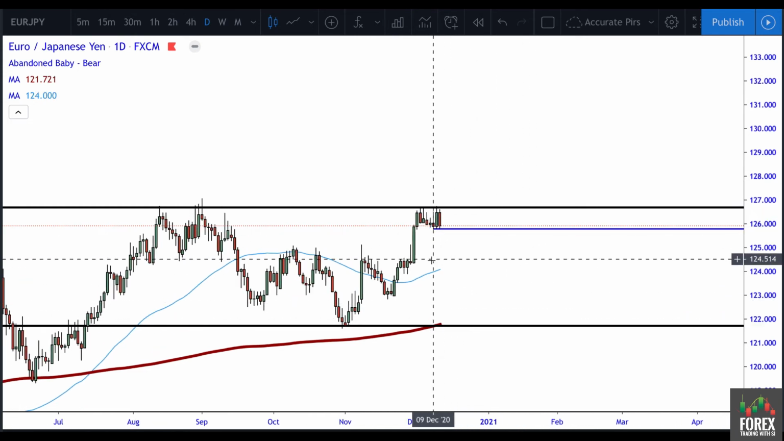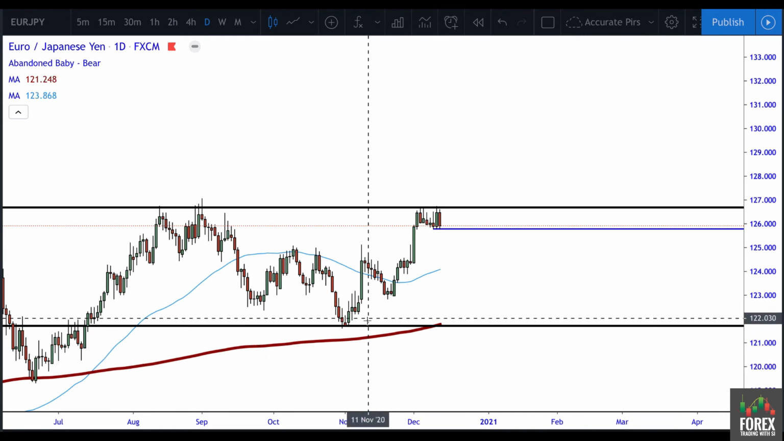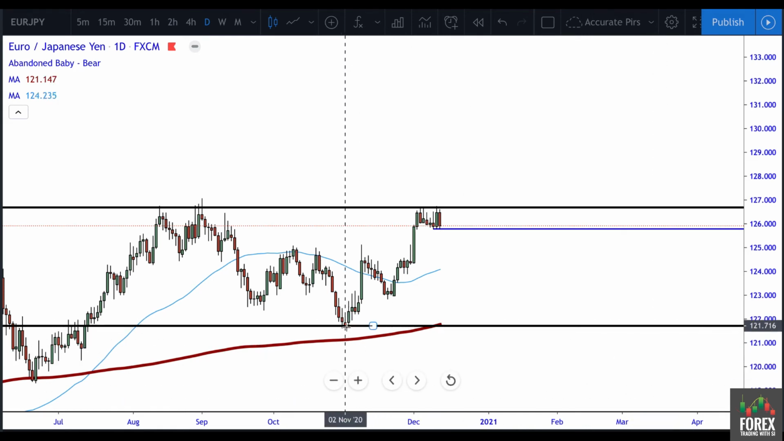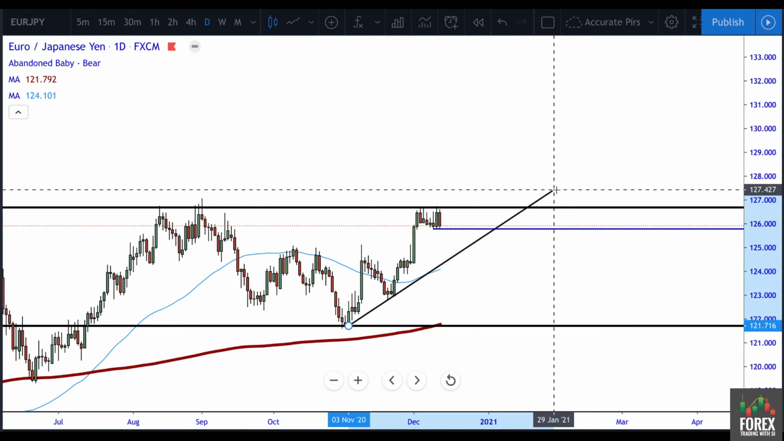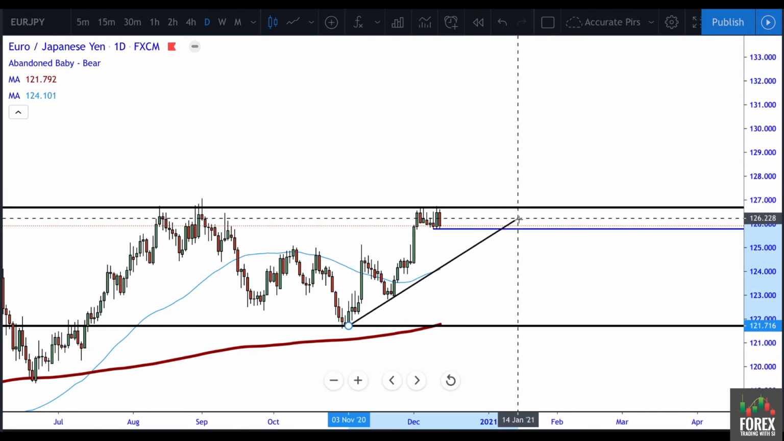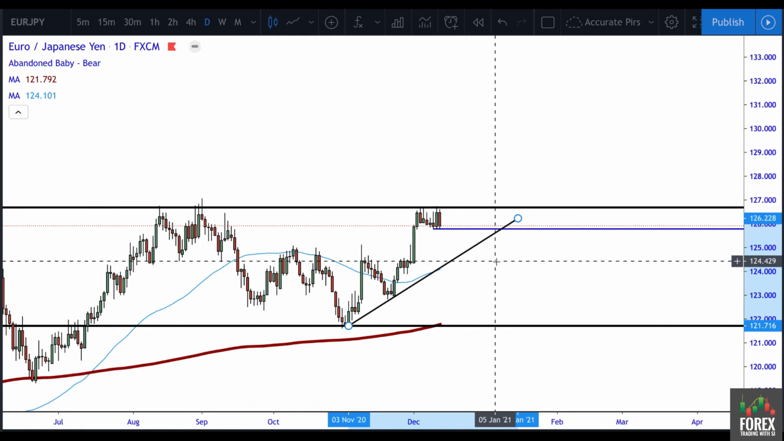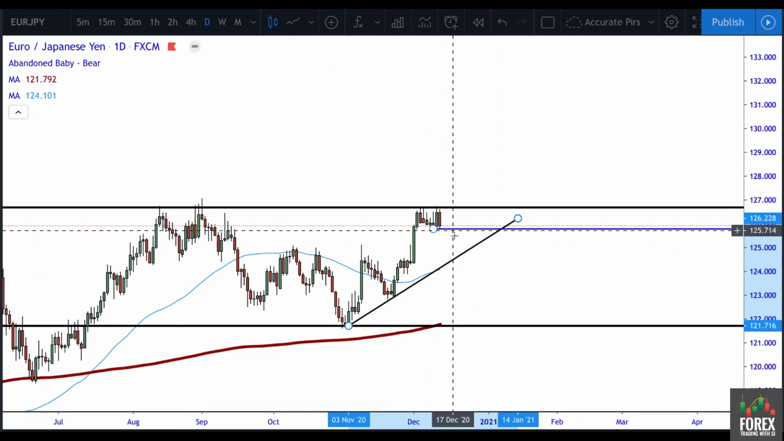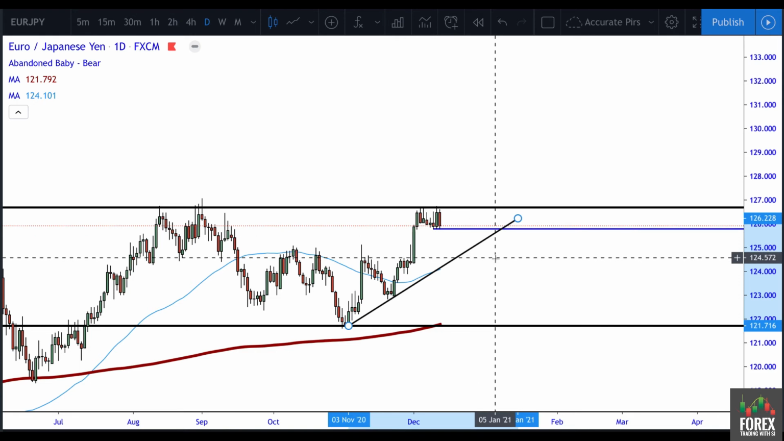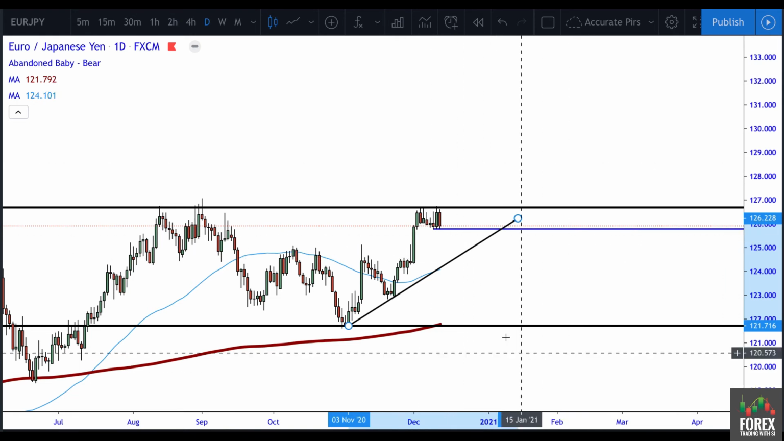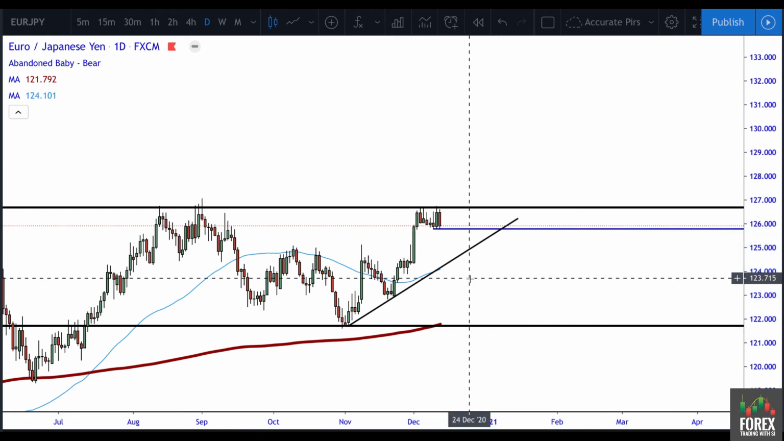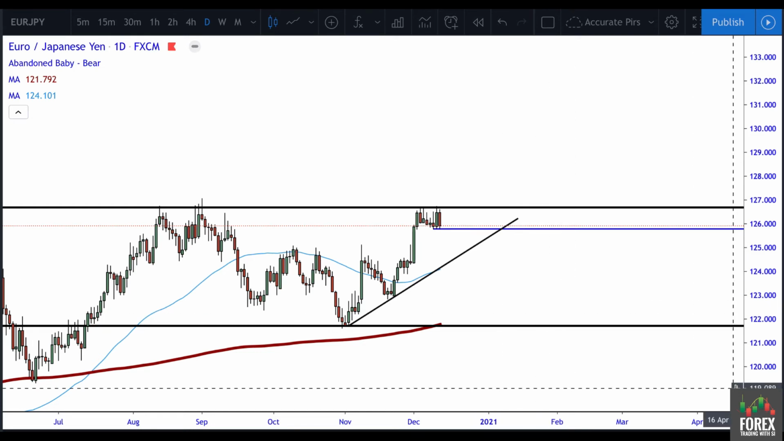Also, I'm sorry people, I'm just going to put this trend line just here. We're going to see if price can react. When we do get the break, I'm going to see if price is going to react with this daily trend line as well. So that's it for EURJPY.